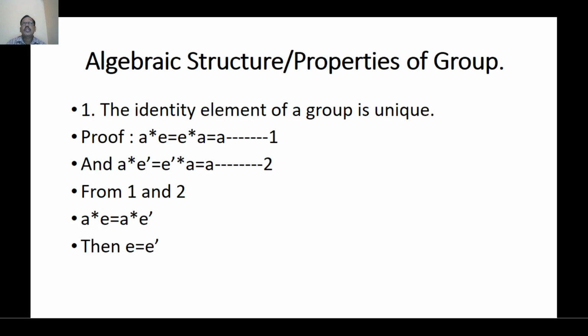The set of all integers Z is an abelian group under addition. In that set, 0 acts as identity element, minus 2 acts as inverse of 2, minus 1 acts as inverse of 1, minus 10 acts as inverse of 10, and so on. So totally it satisfies all the properties: closure, associative, identity, inverse, and commutative property. Therefore, the set of all integers is a group under addition.